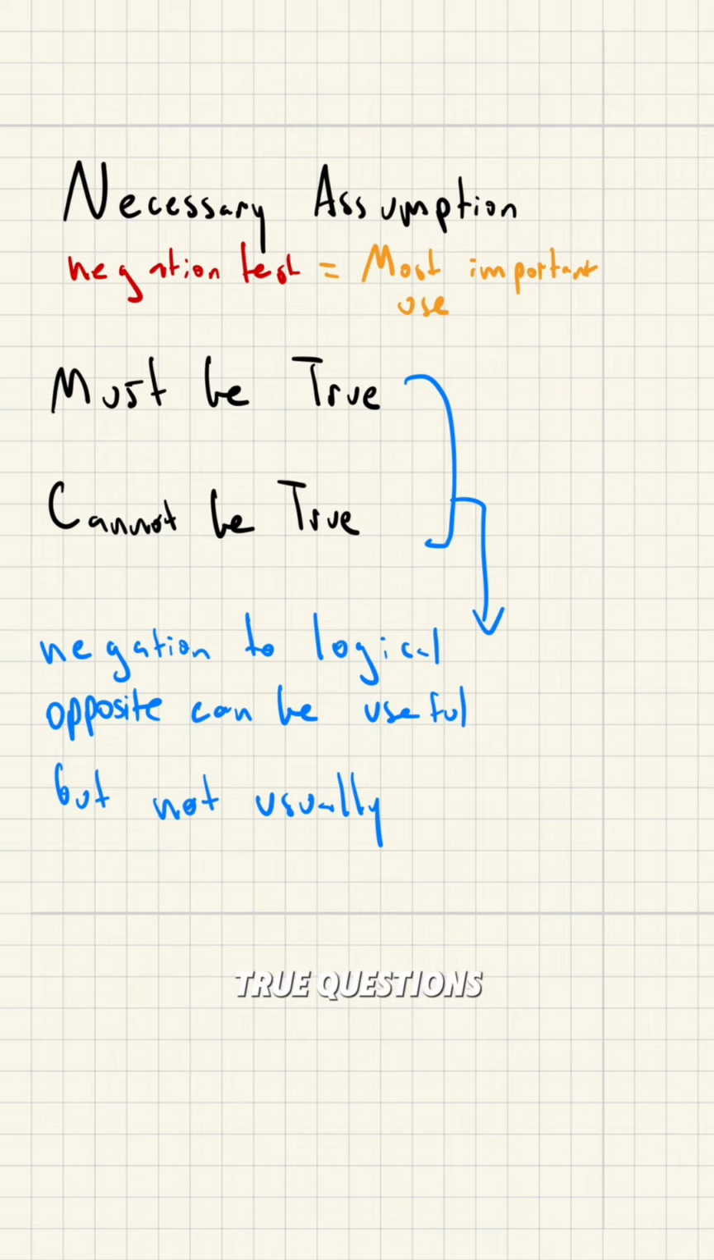In must-be-true questions, the logical opposite is a useful stress test. If the logical opposite of an answer could still be true without contradicting the stimulus, then that answer wasn't actually supported enough. In cannot-be-true questions, if the logical opposite of an answer must be true given the stimulus, then the original answer cannot be true and is therefore correct.